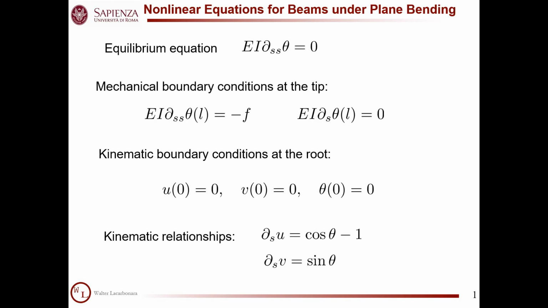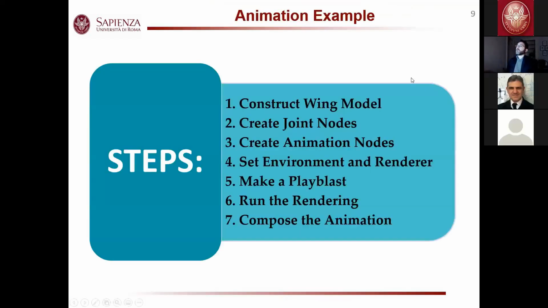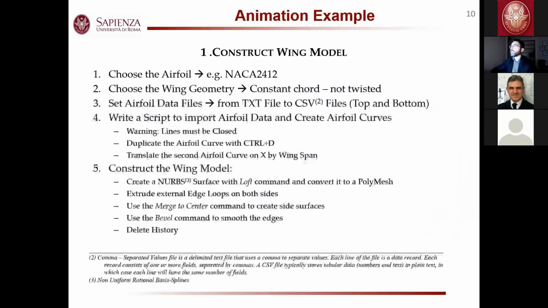Thank you. So now we need to go step by step for our animation example. First step, we need to construct the wing model. The second step, create joint nodes. Then create animation nodes, set the environment and render, make a playblast, run the rendering, and at last compose the animation. So go on to the first step.